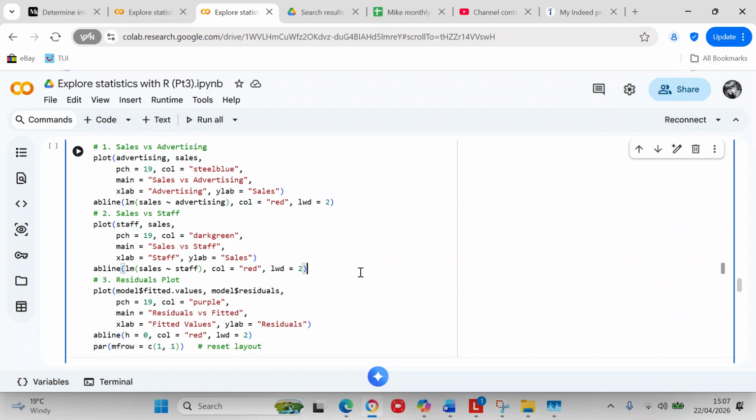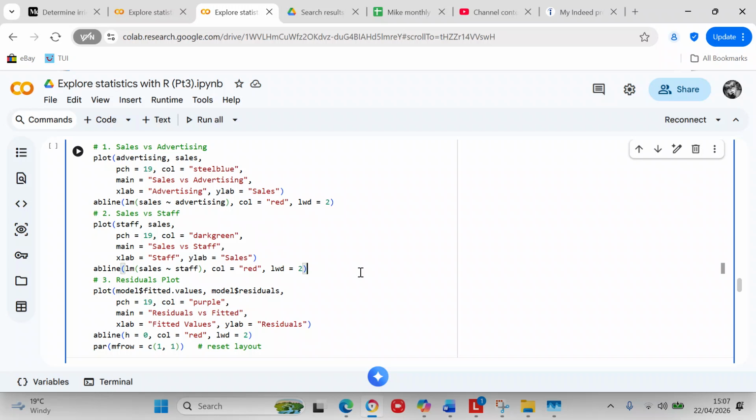So plot(model$fitted.values, model$residuals, pch = 19, col = "purple", main, which is your title, is "Residuals versus Fitted". xlab is the label on the x-axis, which is "Fitted Values". ylab is the label on the y-axis, which is "Residuals".